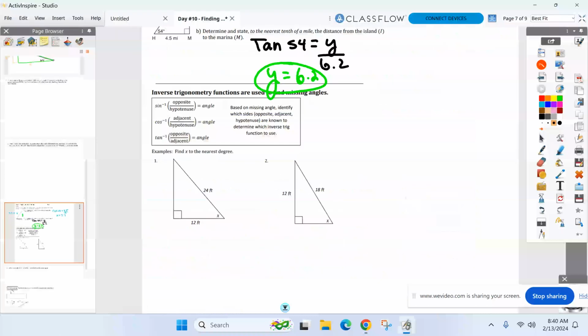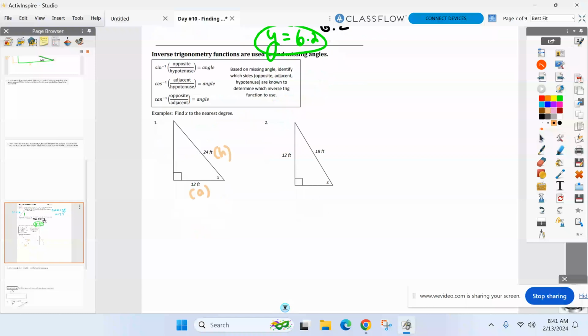Jonathan, what's the 12? I just want to know. We're not getting that far yet. What's 12? Opposite, adjacent, hypotenuse to x. Adjacent. How about the 24? Hypotenuse, so I can use cosine. Everyone agrees this is cosine. So set it up just like we would.